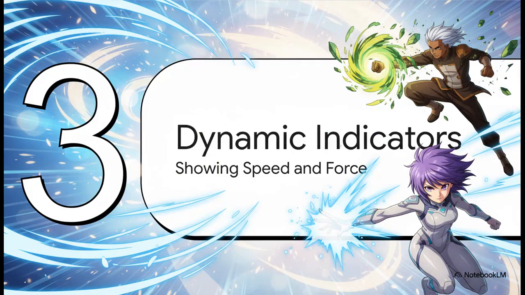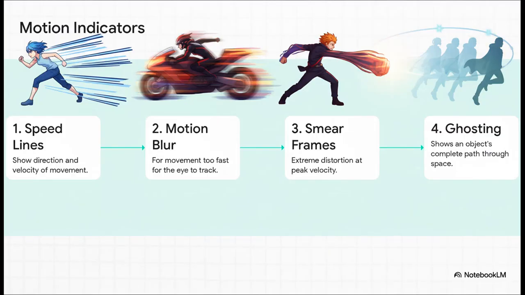Okay, so we've got the principles down. Let's get tactical. How do we actually tell the AI to create that feeling of motion? We use something called dynamic indicators. These are the specific keywords and ideas that translate real-world physics into pixels on your screen. We're going to focus on 4 key tools in our prompting toolkit here: speed lines, motion blur, smear frames, and ghosting. Each one tells a different part of the story of movement, and getting these down will absolutely level up your action storyboards.